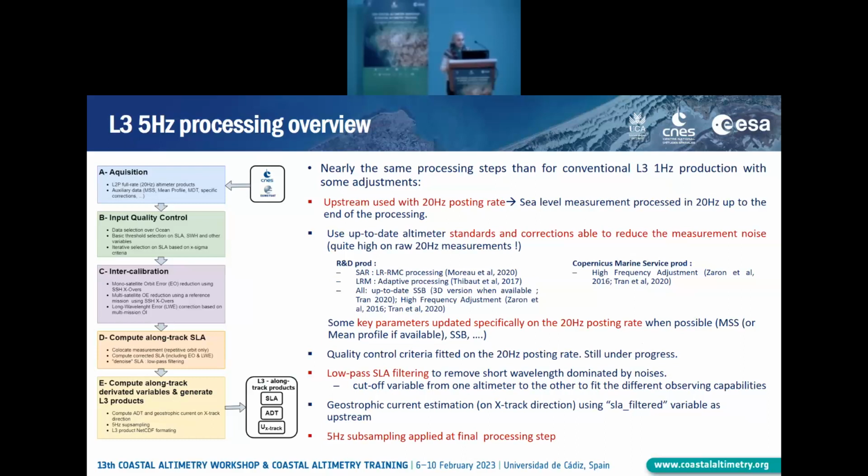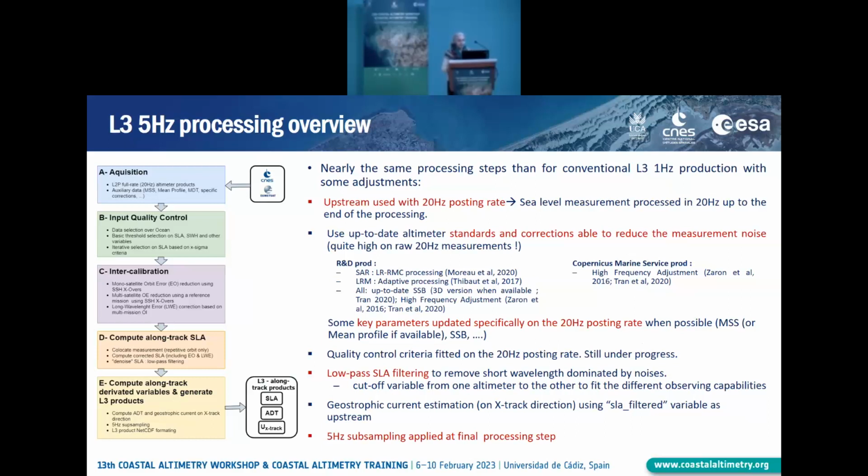As we are working with a 20 Hz product, we have a lot of noise in this product compared to the 1 Hz. So we need to use up-to-date standards and corrections that help us to reduce the errors on the product and better resolve the small scale signal that is of interest for us. So when we consider the operational production for the Copernicus Marine Service, we apply what we call the high frequency adjustment corrections. It is an empirical correction that reduces the noise on the sea level using the correlation between the sea level noise and the significant wave height noise.